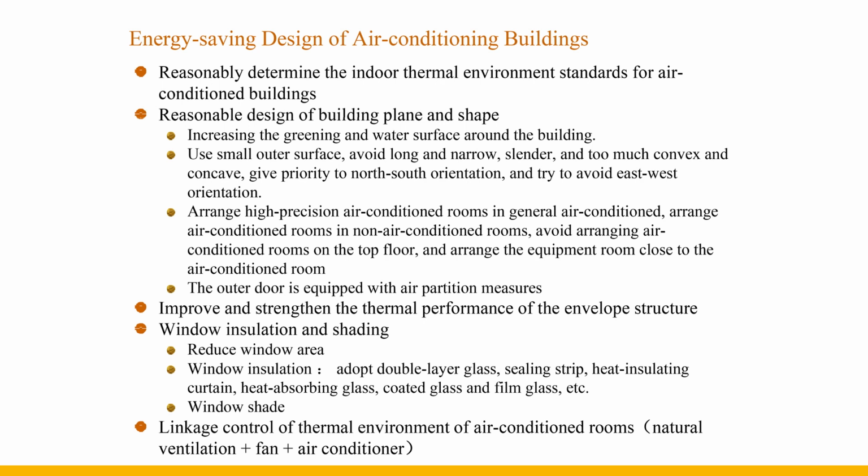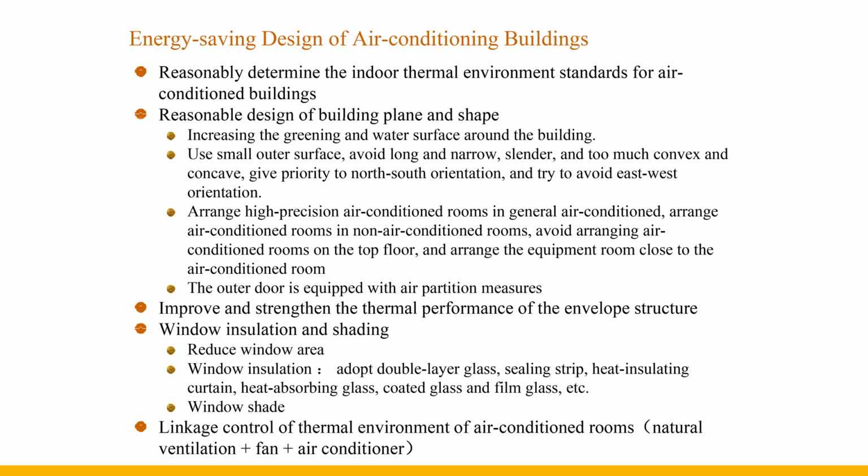The fourth, window insulation and shading. Reduce window area and shade. The thermal insulation performance of windows is improved by adopting measures such as double-layer glass, ceiling strips, thermal insulation curtains, heat-absorbing glass, and coated glass. The fifth, linkage control of the thermal environment of air-conditioned rooms. The linkage control composed of natural ventilation plus fan plus air conditioner is to ensure comfort and energy saving by controlling indoor temperature and wind speed at the same time.